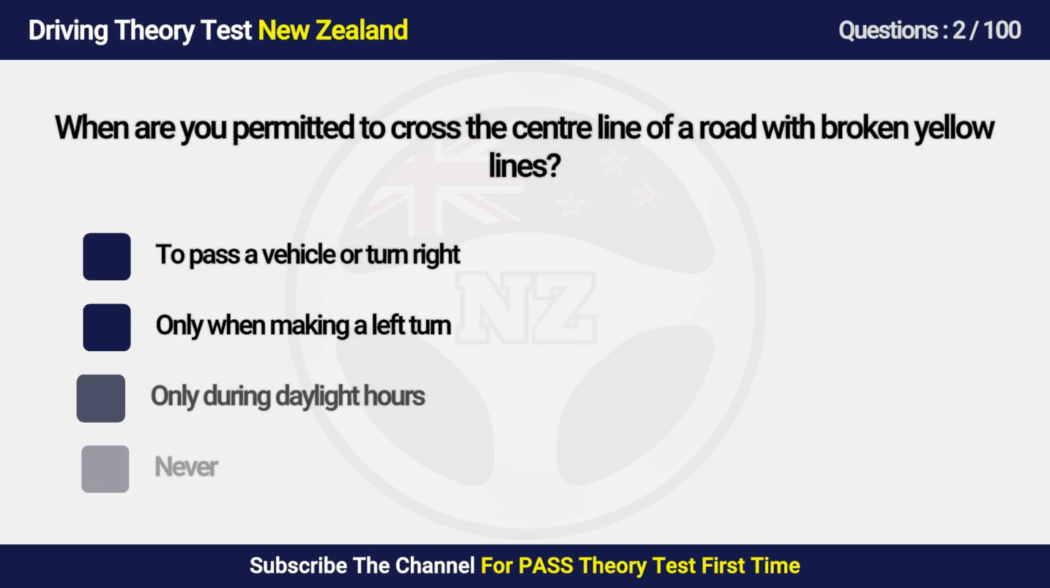Question 2. When are you permitted to cross the center line of a road with broken yellow lines? A. To pass a vehicle or turn right. B. Only when making a left turn. C. Only during daylight hours. D. Never.